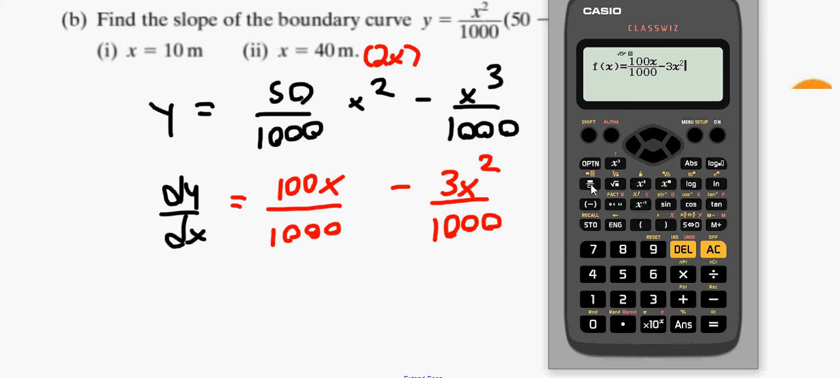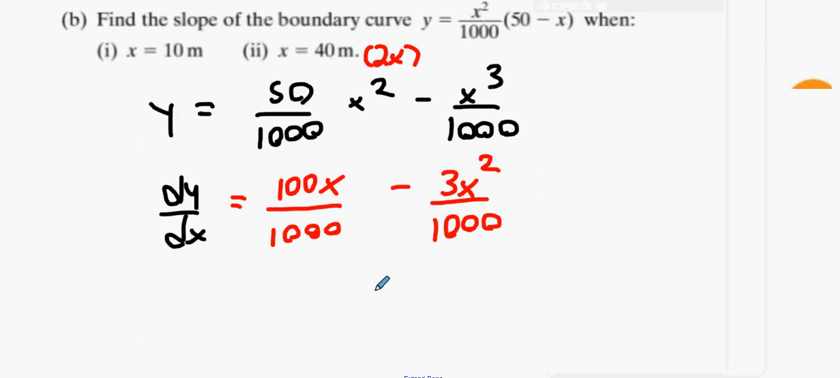Oh, Jesus. All over 1000. Now, I only need, what do I need? 10 and 40 again, isn't it? Substitute in 10, substitute in 40. The answer for 10 is 0.7.